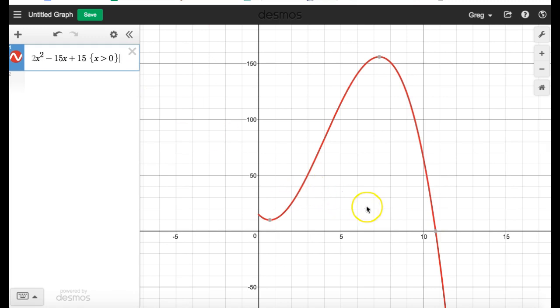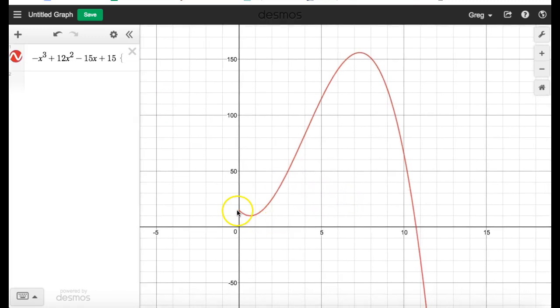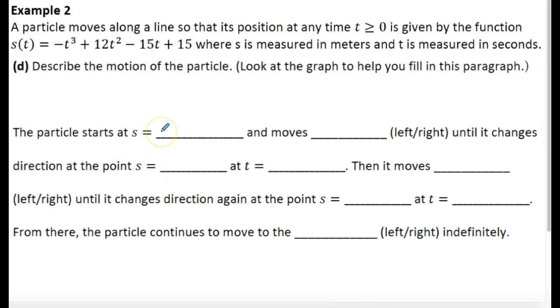All right, so here's my function. My position, I start out up here. I start out actually at a position of 15. That's my initial position. So the particle starts at s equals 15. Now, which direction does it move first?